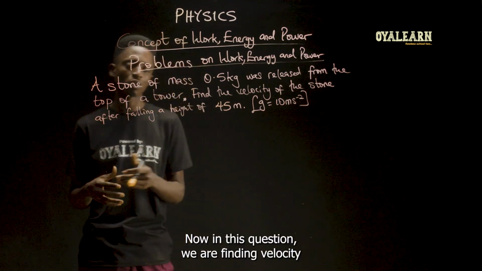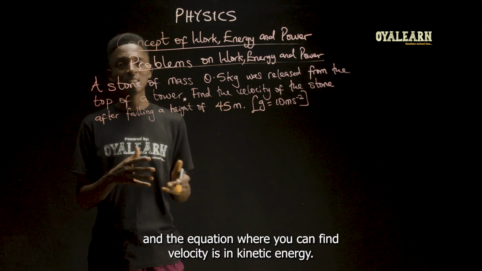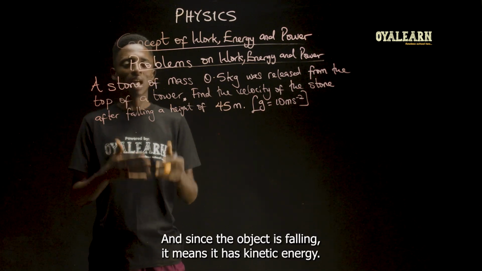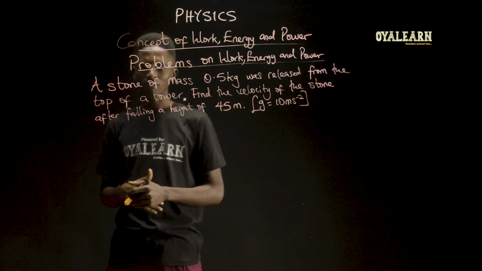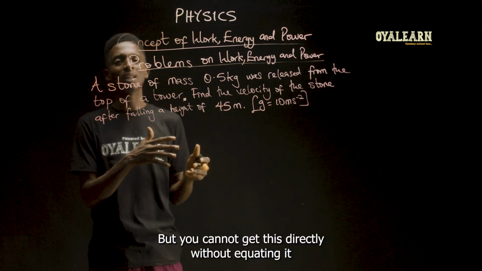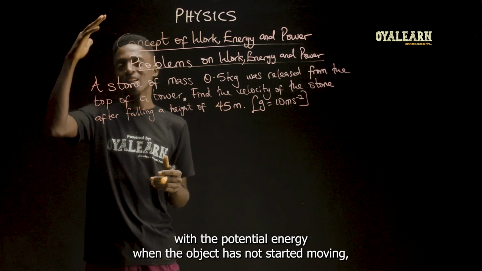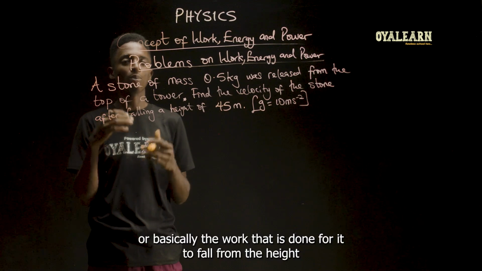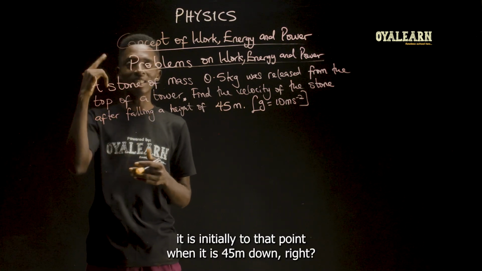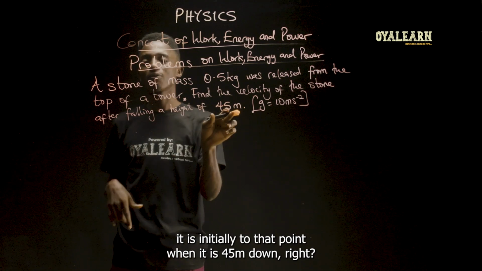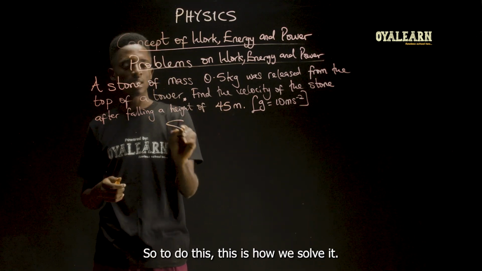Now, in this question, we are finding velocity. And the equation where you can find velocity is in kinetic energy. And since the object is falling, it means it has kinetic energy. But you cannot get this directly without equating it with the potential energy when the object has not started moving, or basically the work that is done for it to fall from the height it is initially to that point when it is 45 meters down, right? So to do this is how we solve it.